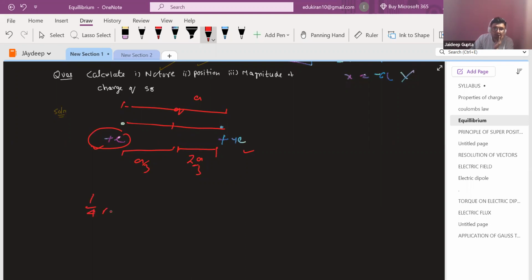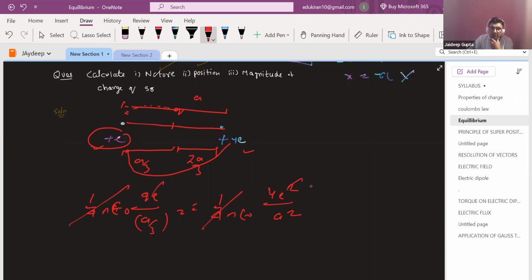So the net force on plus E is also 0, because the entire system is in equilibrium. Calculate the force on E due to this charge, that is 1 over 4 epsilon, QE over (A over 3) whole square. Likewise, now we have to calculate the force on E due to the other charge also, because the net force on plus E is 0. So 1 over 4 epsilon, 4E square over the distance A between these two charges. So 1 by 4 epsilon will cancel out, and E will cancel out.